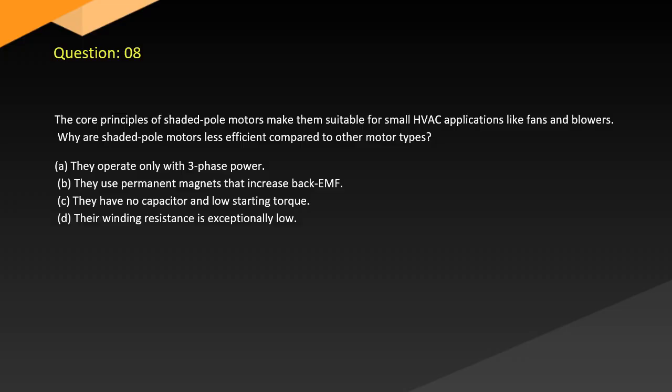Question 8. The core principles of shaded pole motors make them suitable for small HVAC applications like fans and blowers. Why are shaded pole motors less efficient compared to other motor types? A. They operate only with three-phase power. B. They use permanent magnets that increase back EMF. C. They have no capacitor and low starting torque. D. Their winding resistance is exceptionally low.